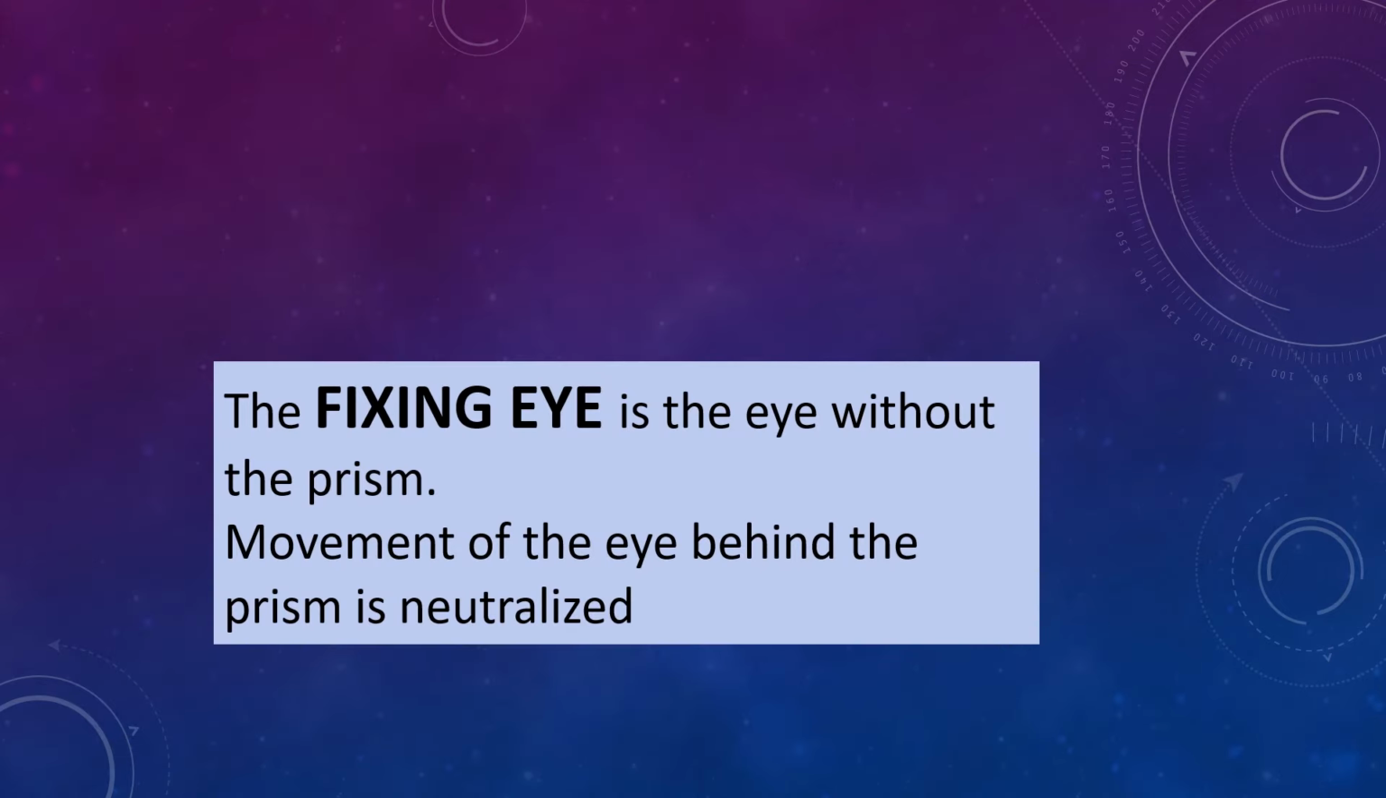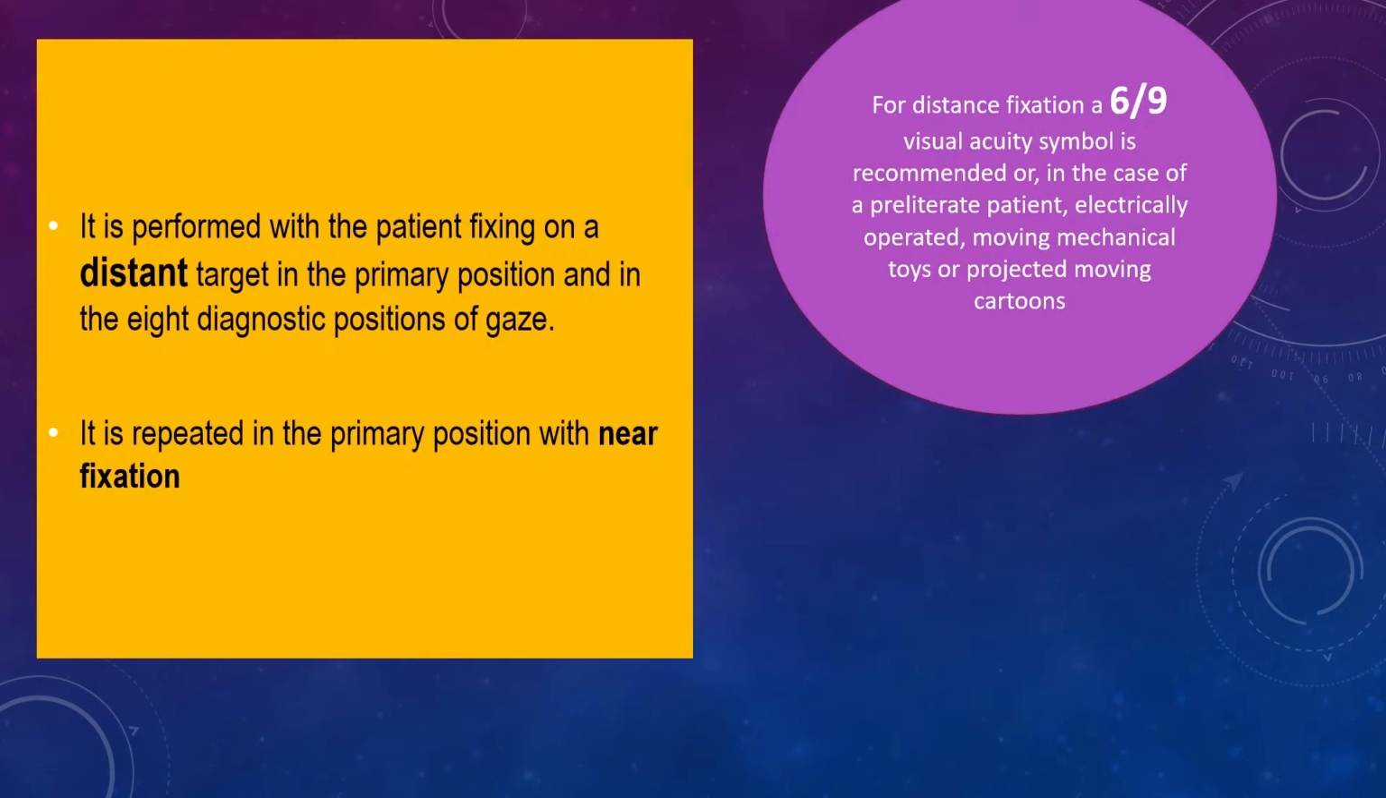Okay, now one more important concept is that when you have put up a prism, that eye is not going to take fixation. The other eye without the prism is the eye which is going to take fixation, and the eye which is present below the prism is the eye that you are measuring the deviation of. So I hope that is clear to you. So the fixing eye is the eye without the prism, and the movement of the eye behind the prism is neutralized. So you're checking the deviation of the eye in which there is prism.